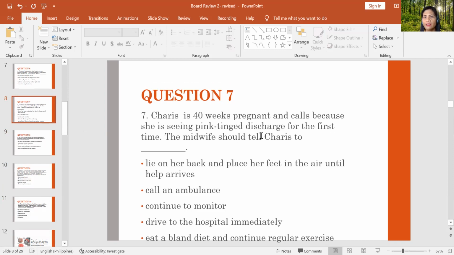It is most likely blood tinge. That is already what we call the bloody show, right? So the bloody show at the beginning of labor. So there is no need to immediately arrive at the hospital, change the position, or eat a bland diet. So the patient should continue to monitor and call back or seek care when she experiences regular contractions that are becoming more intense and frequent.